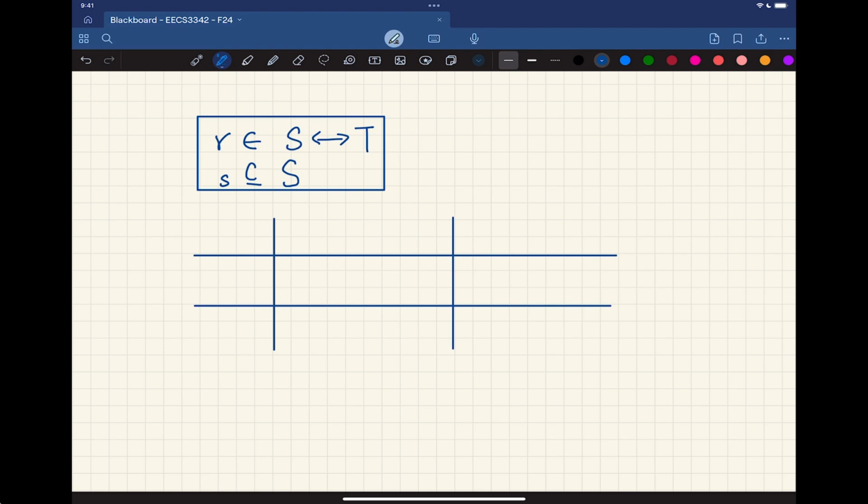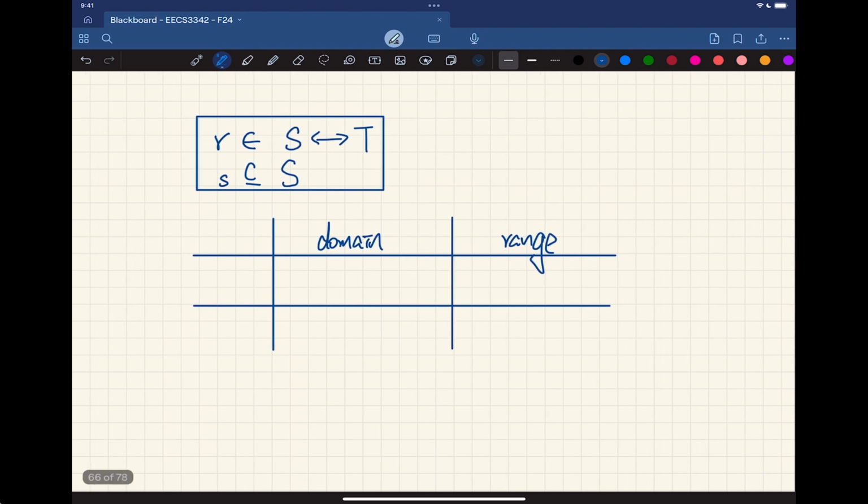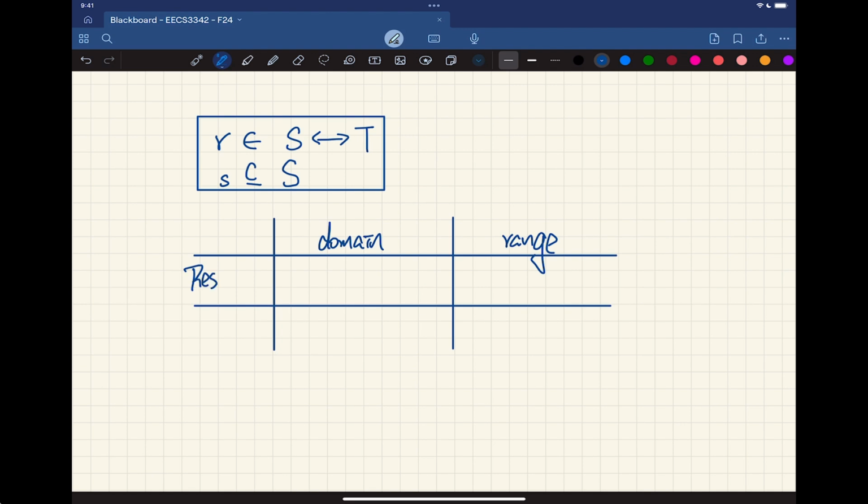Okay, we're going to talk about restriction. We're going to talk about domain and also range. Each one of them, we're going to talk about restriction and subtraction. Okay, it's good to talk about all 4 of them, so you will be clear about how to put the operator.